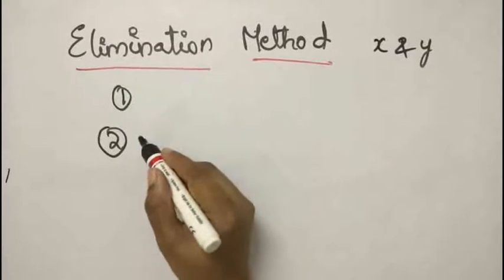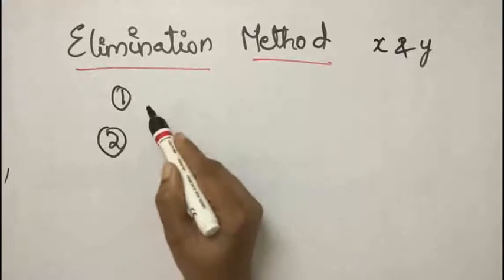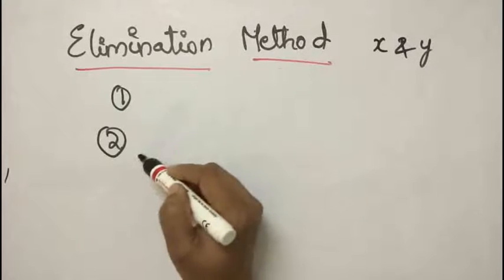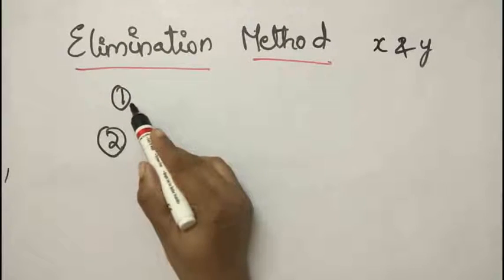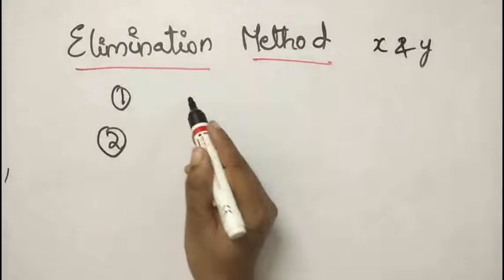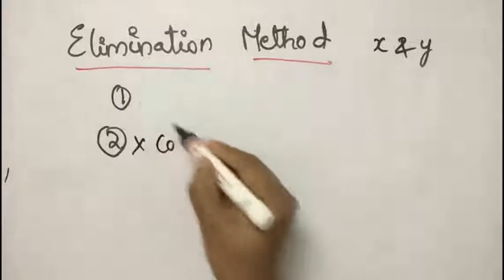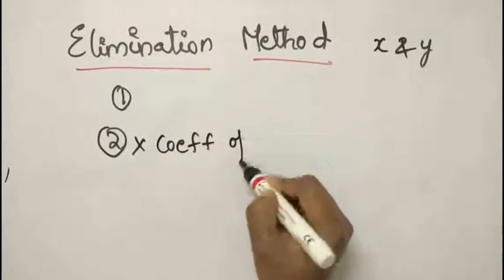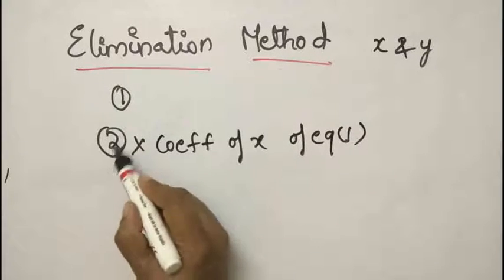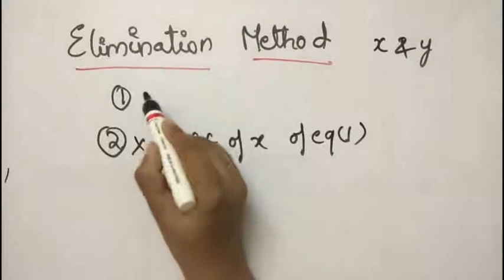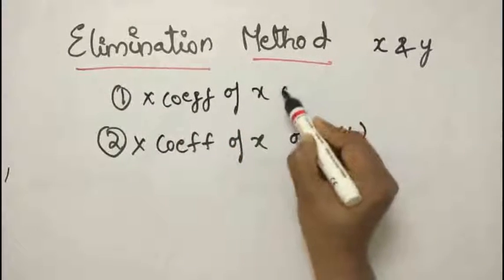If that, then using the elimination method means first you have to multiply the coefficient of x or the coefficient of y, whichever is convenient to you. That is, suppose you are taking the coefficient of x in equation 1, then you have to multiply equation 2 with that coefficient of x of equation 1. Okay? Then you have to multiply equation 1 with the coefficient of x of equation 2.